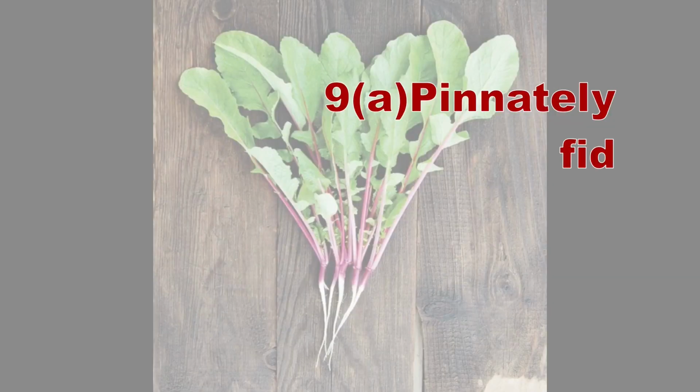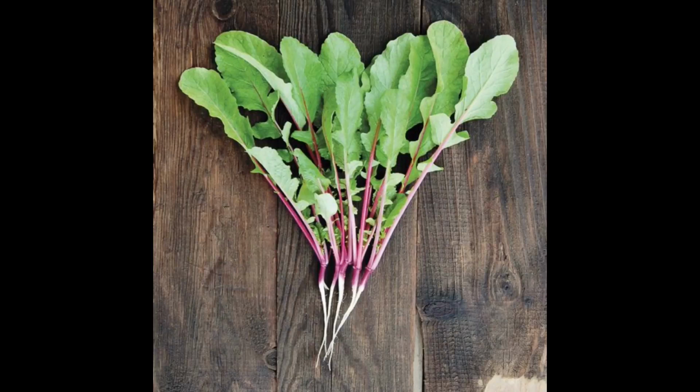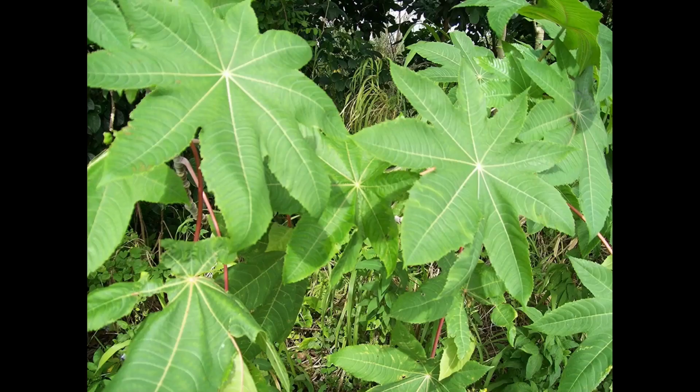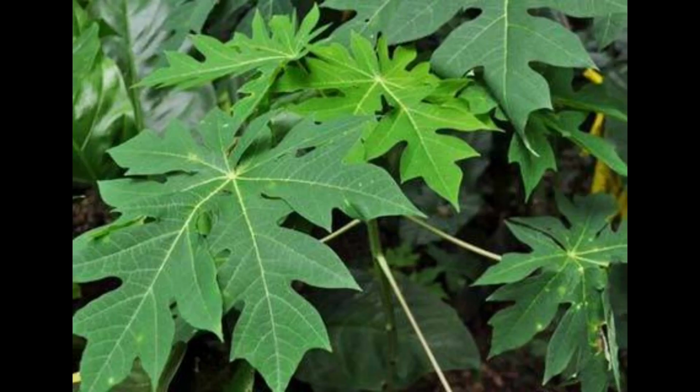Example for pinnately fid is radish and mustard. In this, segments are like a pinnately compound leaf. And example for palmately fid is castor and papaya. Here segments are like a palmately compound leaf.